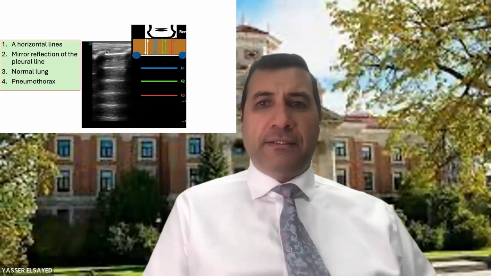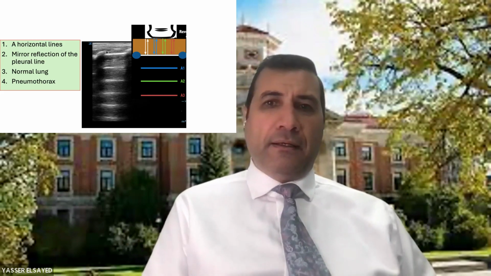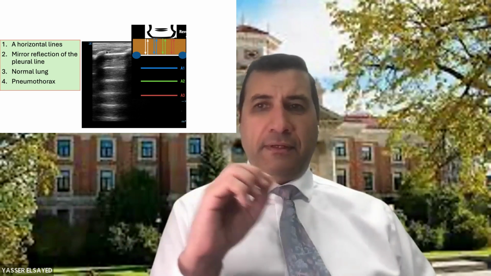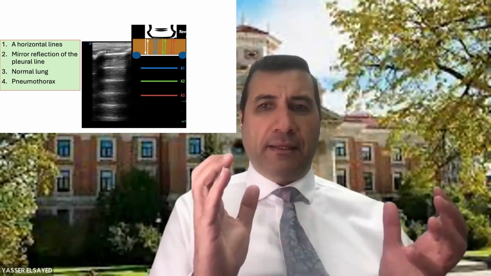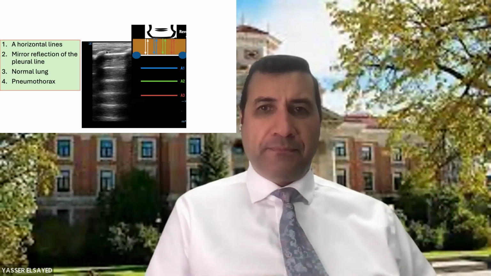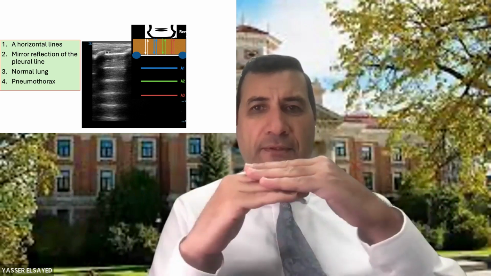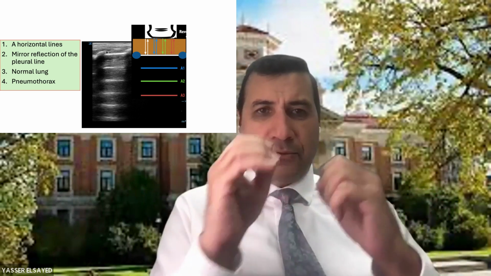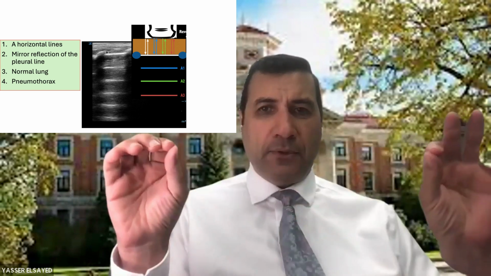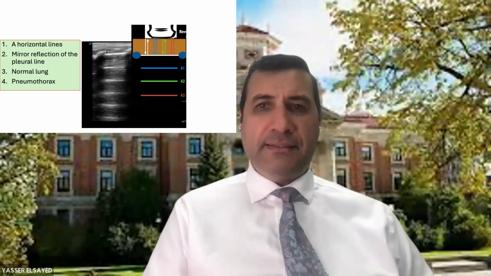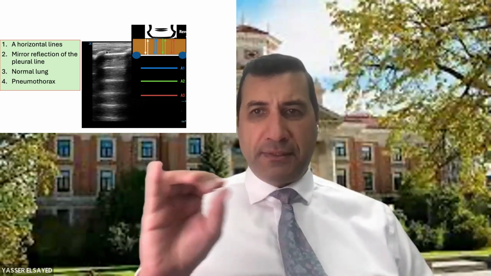The first pattern is A lines. If you have A lines prominent, this type of ultrasound artifact reflects air either in the normal lung or outside the lung in pneumothorax. How to differentiate between both is easy. Just watch sliding of the pleura. If there is a sliding, this is normal lung. If no sliding, silent pleura, then it is pneumothorax. It is the same pattern in all ages: neonate, children, and adults.